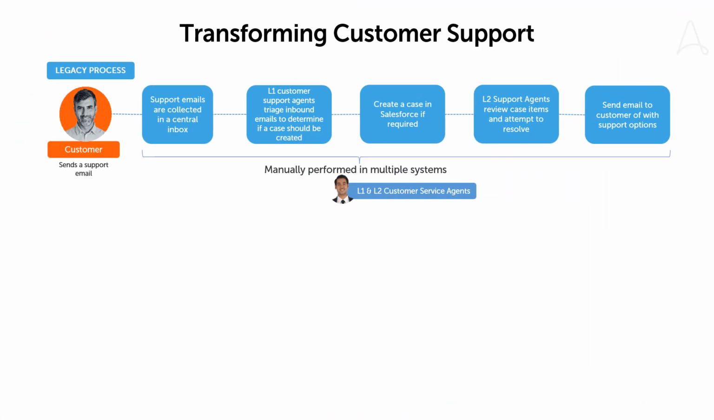Now let's fast forward a few weeks after Sue has deployed her new support operations solution into production to see how this new solution has impacted the customer support team. In the legacy approach, customers would send emails to a centralized support inbox that L1 customer support agents would have to manually monitor and then decide if they could address the issue, or if they needed to create a case in Salesforce for the L2 team to review and address. This caused unnecessary delays in issue resolution and led to customer frustration.